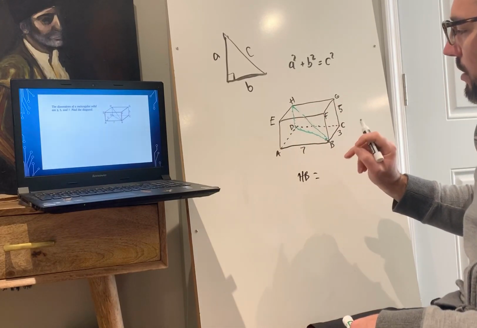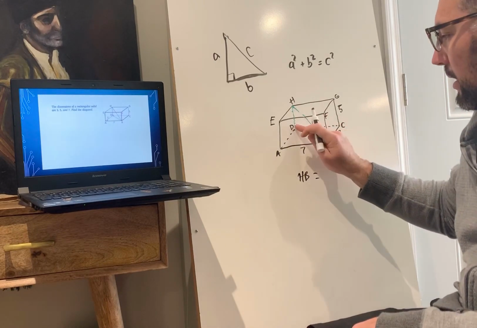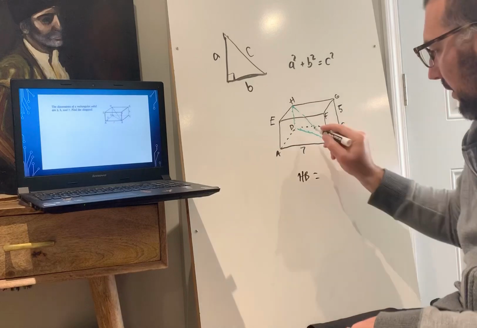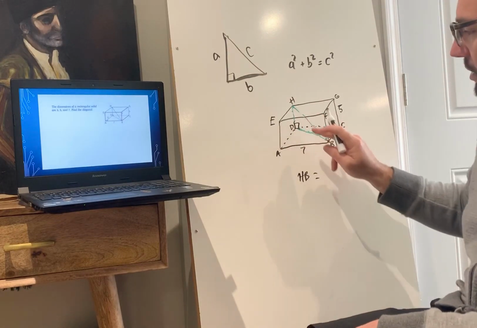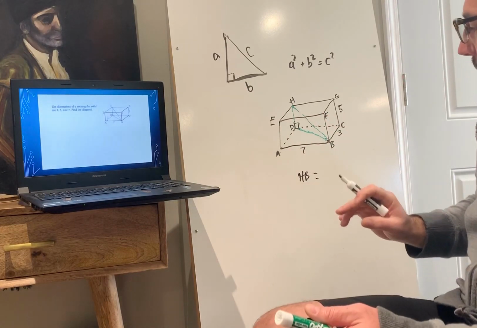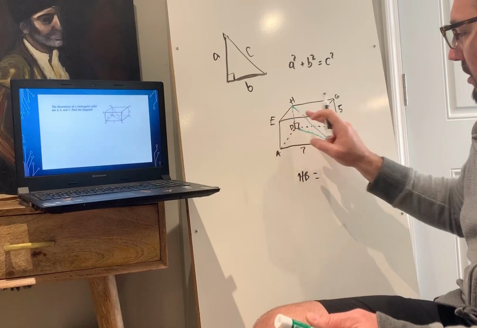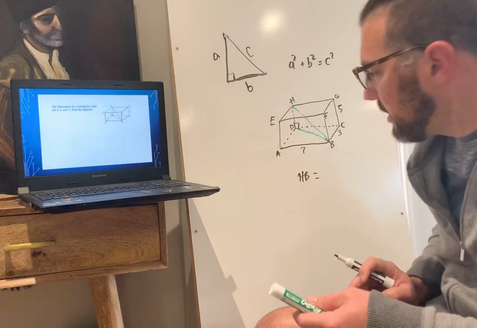the important feature of a rectangular solid is that there are right angles everywhere. Like here, for example, this is a right angle. And so this is a right triangle. I can do the Pythagorean theorem. I just need to know these values if I want to set up the Pythagorean theorem.